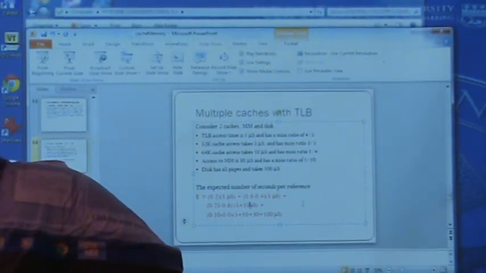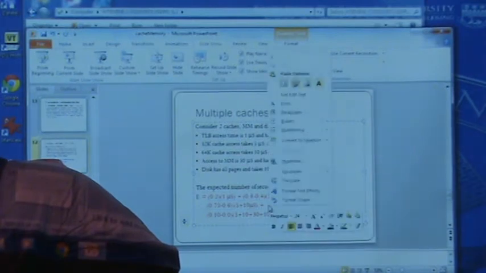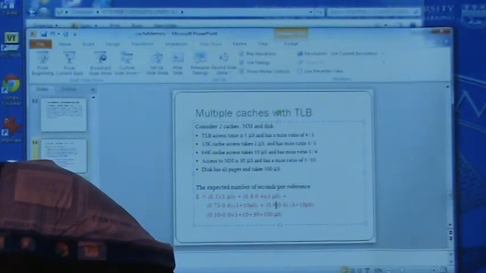And then the next one would be the probability that we are 90 minus 75, times 5 plus 10 plus 30. Okay.